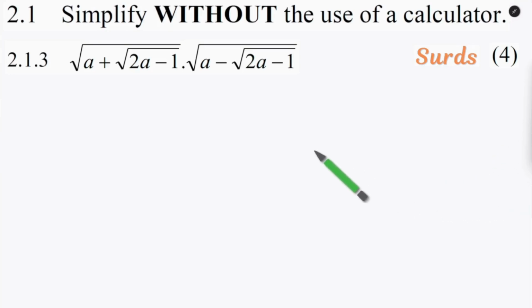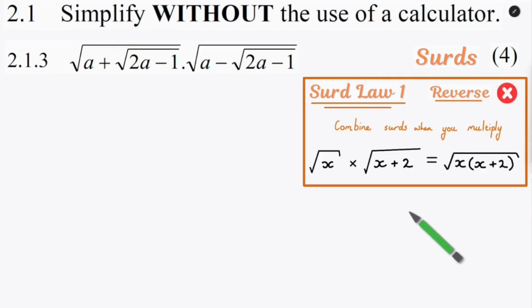We have officially reached the surds in our paper, and to start simplifying this surd expression, we need to use surd law 1. Which states if I'm multiplying 2 separate square roots, I can combine them into one big square root and multiply the contents of what used to be in both of them. Just remember brackets when you do this step.